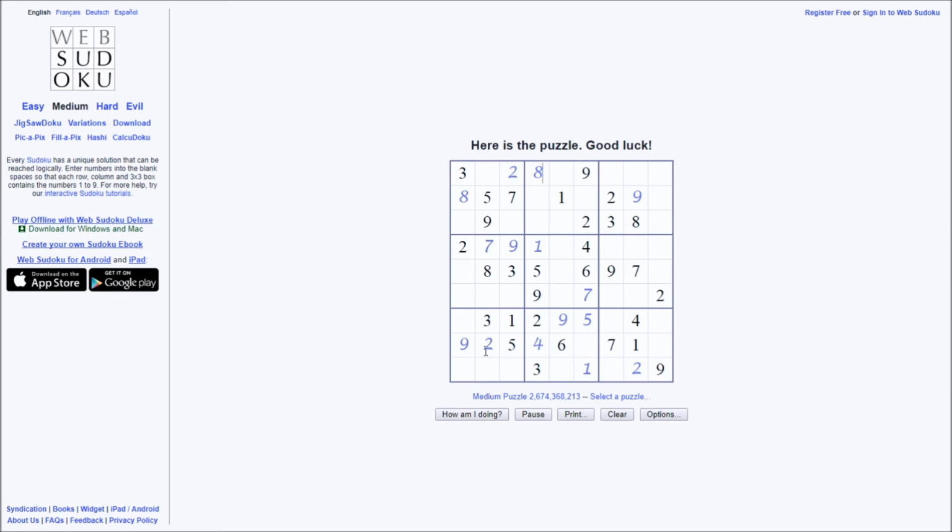Eventually, you would fill in all the boxes, and at that point, if you're playing Web Sudoku, you can say, how am I doing? And it'll tell you if you messed up or not. But normally, you'll know when you've done it right, if you're paying attention while you do it. If you don't pay attention, then you may mess something up. You may put a double in there, which is not the thing you should be doing.